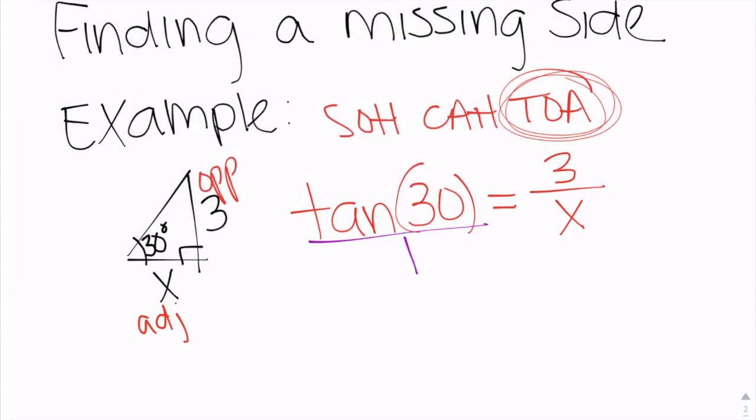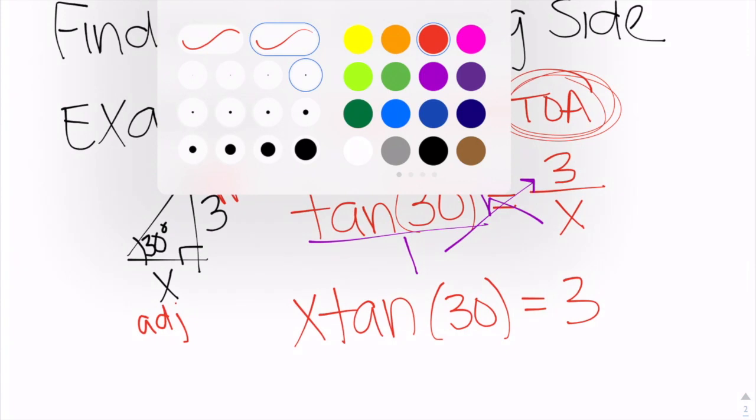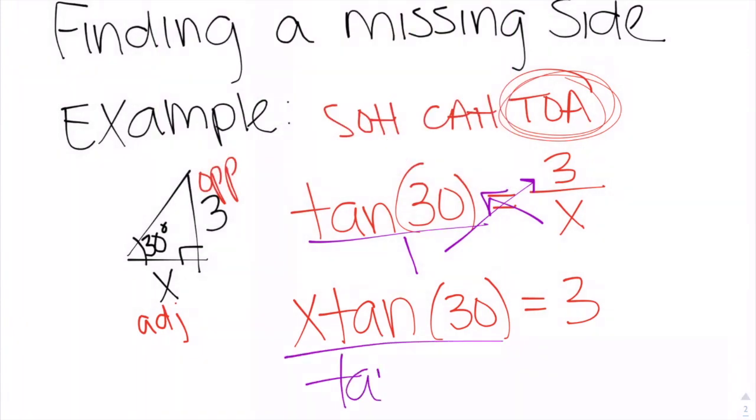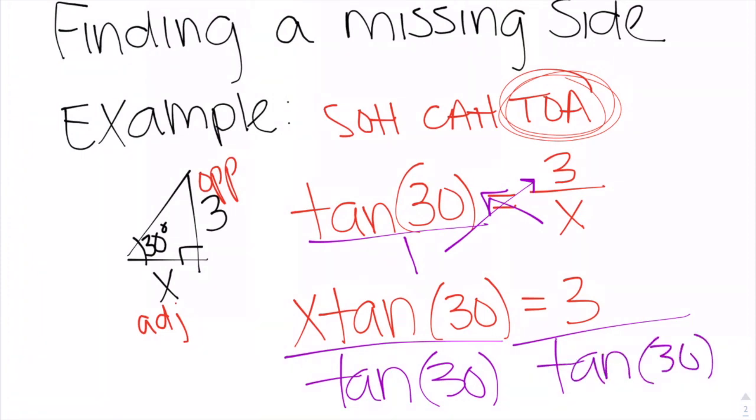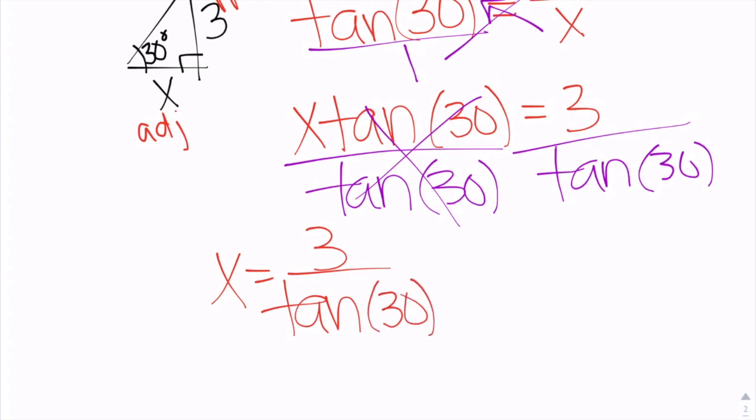We're going to think of tangent of 30 as over 1, and then this is now a proportion, and we can cross multiply. And so we get x times the tangent of 30 equals 3. And now we can divide each side by the tangent of 30. And so that gives us x equals 3 over the tangent of 30. And you're going to put this in your calculator and make sure your calculator's in degree mode. And you're going to get that it's approximately 5.2.